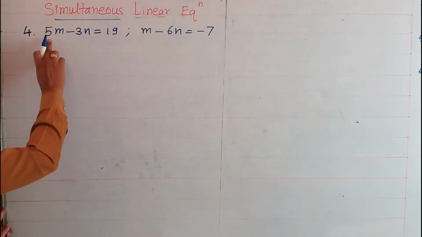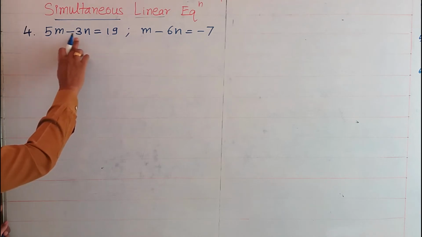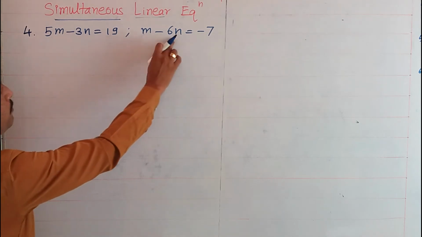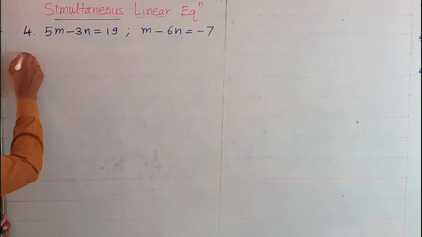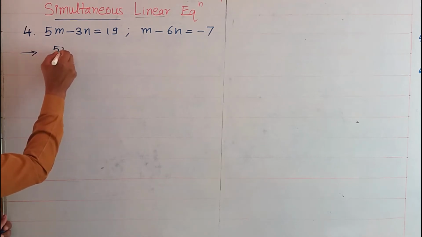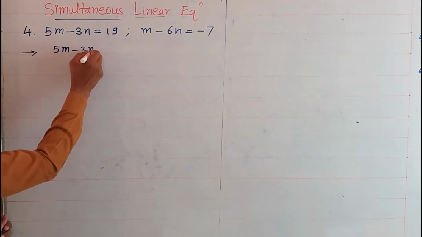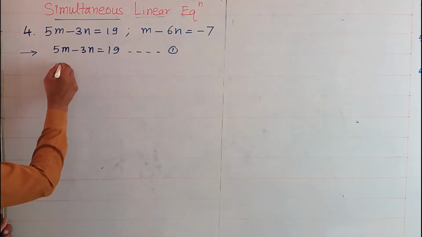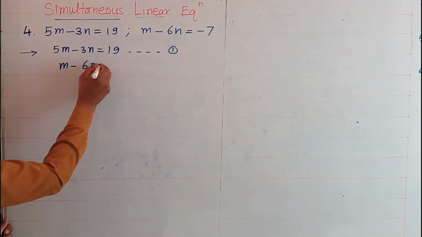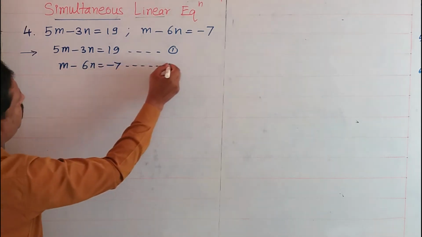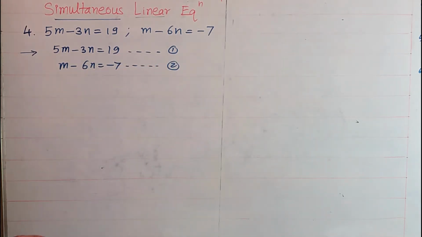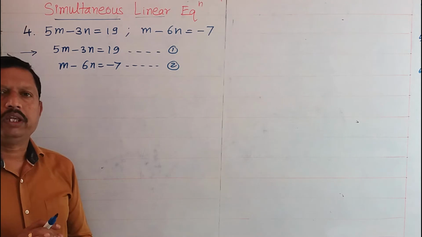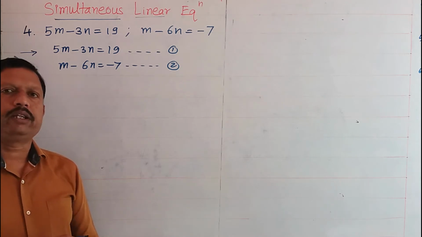The next example is 5m minus 3n is equal to 19, m minus 6n is equal to minus 7. Name the equations. 5m minus 3n is equal to 19, equation number 1, and m minus 6n is equal to minus 7, equation number 2. Now observe whether the coefficients of the variables are equal or not. If they are not equal, then make them equal.